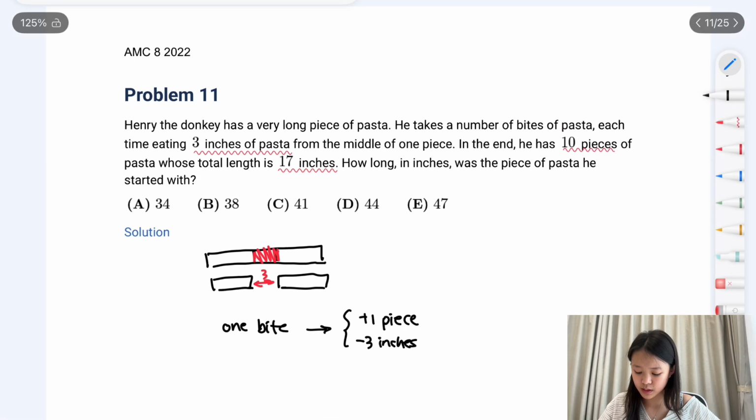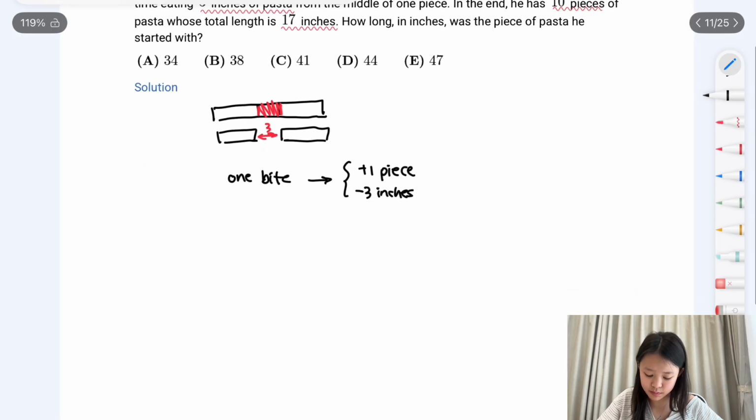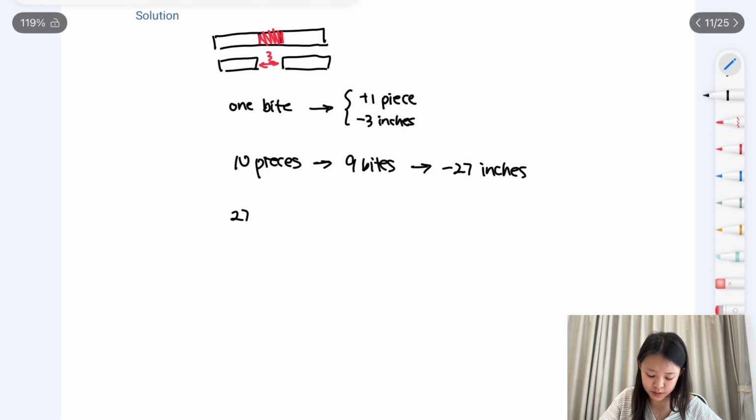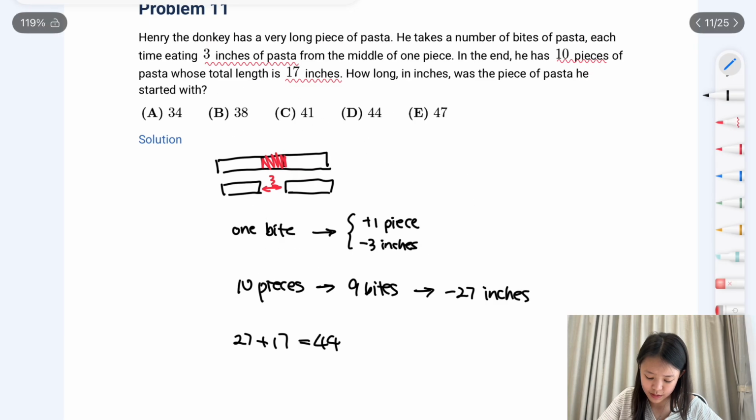So now that he has 10 pieces of pasta remaining, it means that he's actually taken 9 bites and subtracted 27 inches of pasta. So the total length of pasta that would have been originally is 27 plus 17 equals 44. So the answer is D.